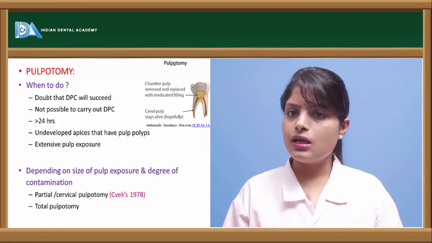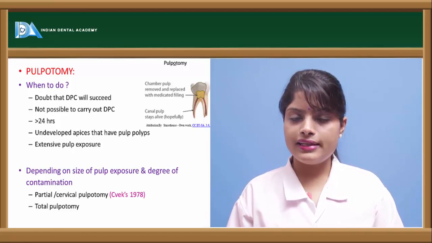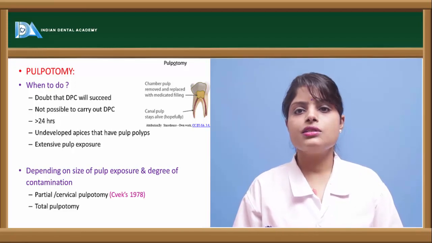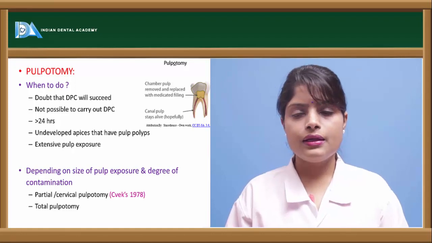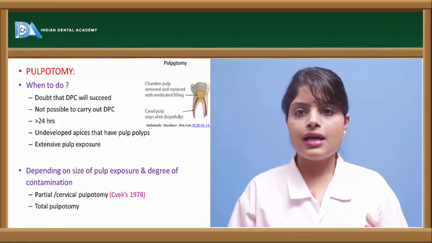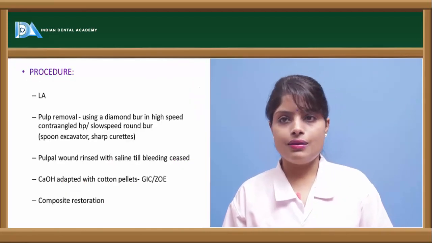Partial pulpotomy is the removal of just the part of the dentine or the pulp which is affected, leaving the rest of the pulp. And complete pulpotomy is the entire extirpation of the pulp from the coronal pulp chamber.